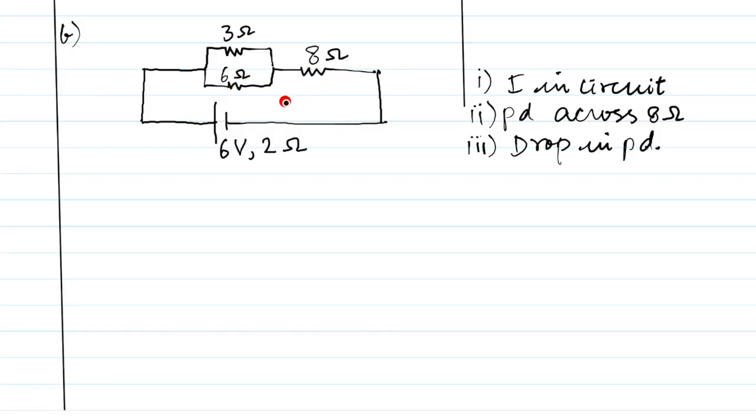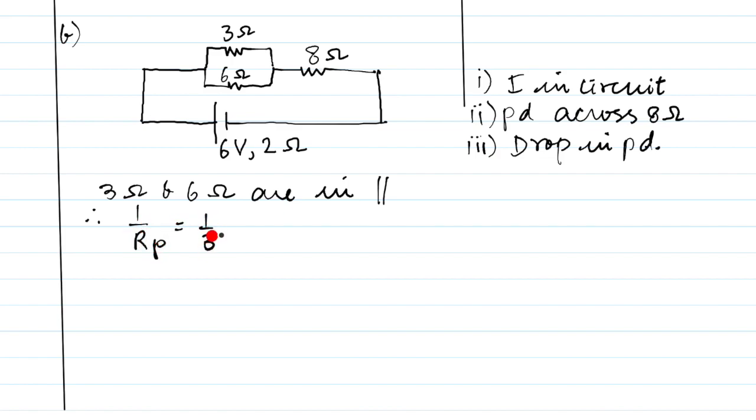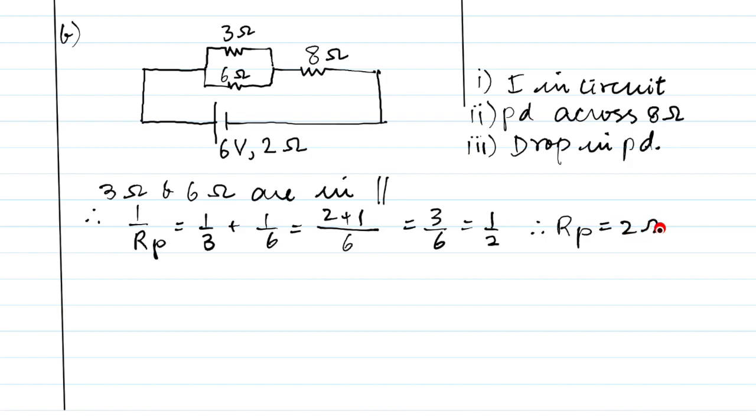So I've drawn this diagram, and we have to find the current in the circuit. For that we need the resistance. So we'll say 3 ohm and 6 ohm are in parallel. Therefore 1 upon Rp will be equal to 1 upon 3 plus 1 upon 6. That will give us here, so therefore our Rp is going to be equal to 2 ohm.